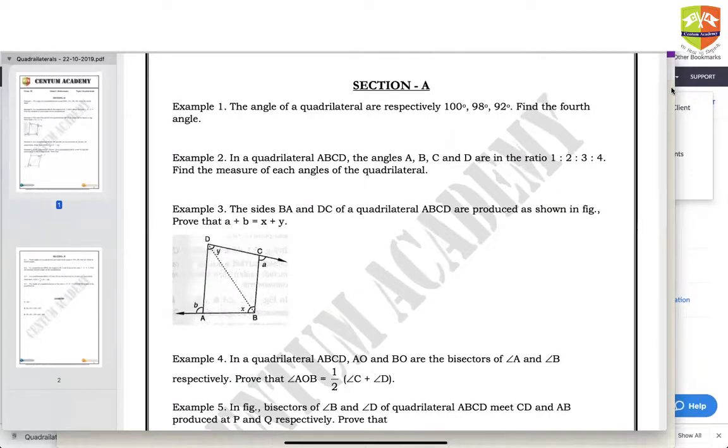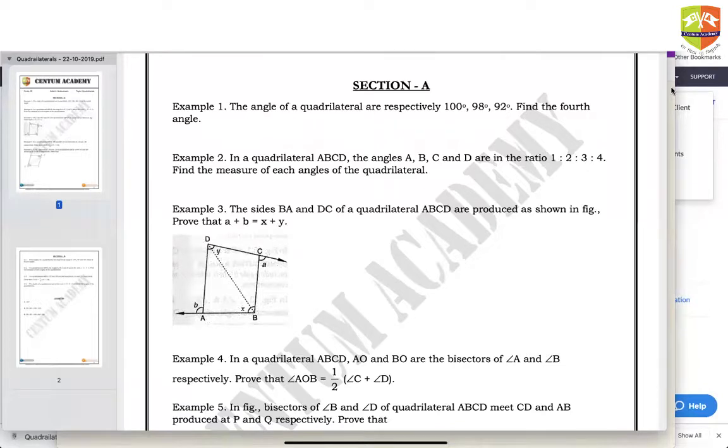So first question is, angles of a quadrilateral are respectively 100, 98, 92. Find the fourth angle. Quick. Do it. Yash, calculation error, dude. Don't do calculation mistakes. Okay, very fairly simple question. All of you would have done it by now.